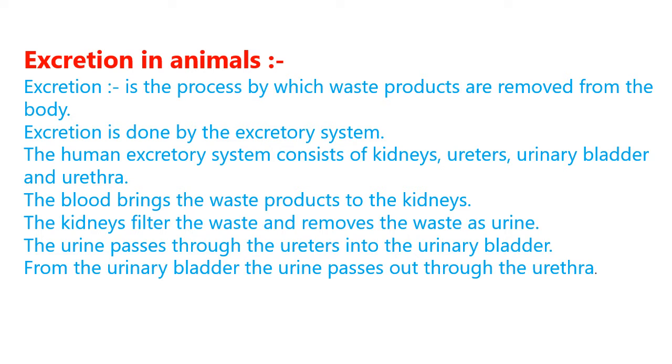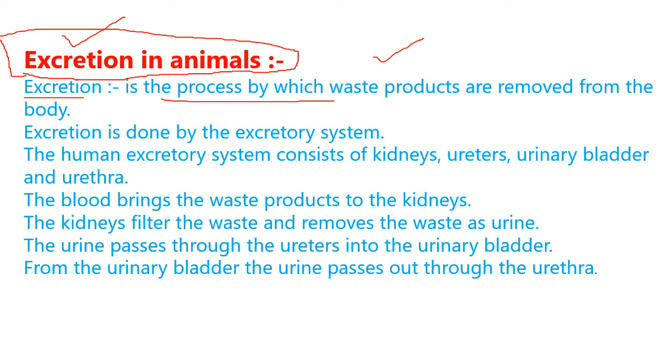In this video today we are going to talk about another circulatory system, but we will be talking about the excretion in animals and how this excretion, or the transportation of the waste product, occurs in our body. So what is excretion first? It is the process by which the waste products are removed from the body, and excretion is done by the excretory system. And what does the excretory system include, which parts of our body? That is the kidney, ureters, urinary bladder and urethra. These are the excretory parts of our body.